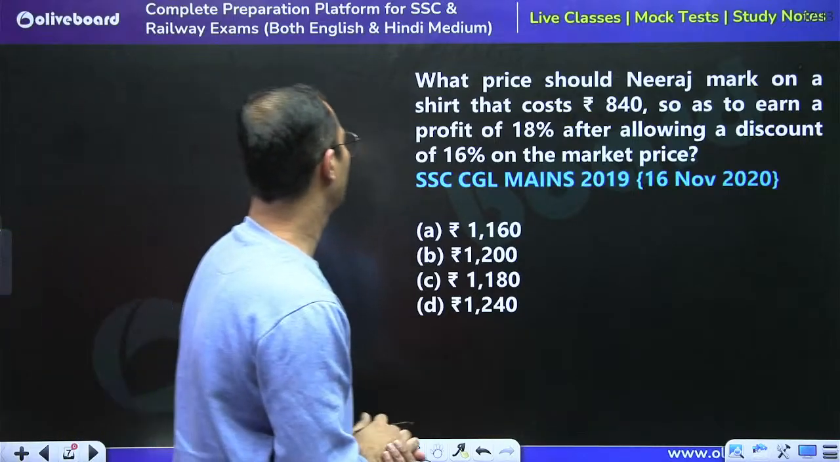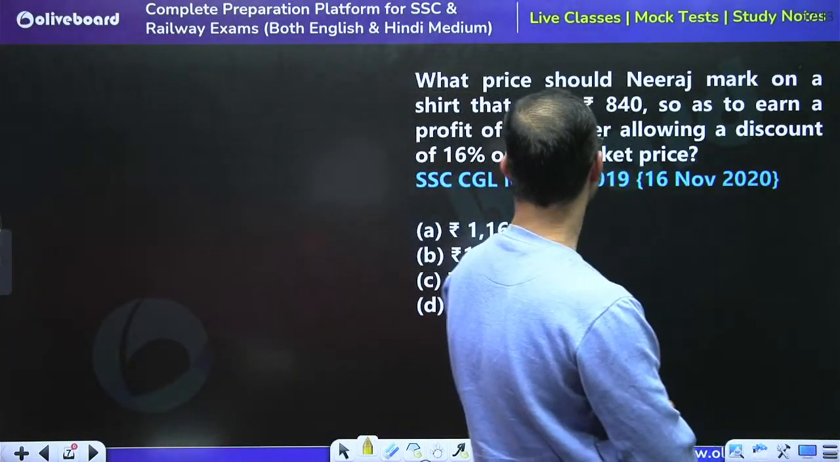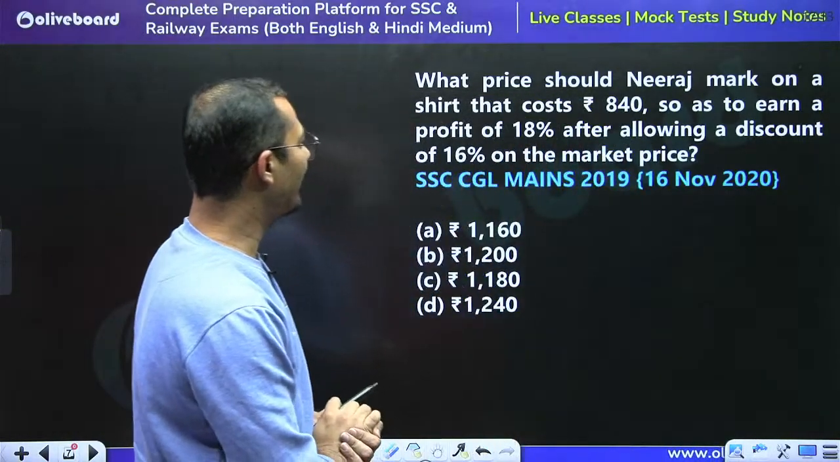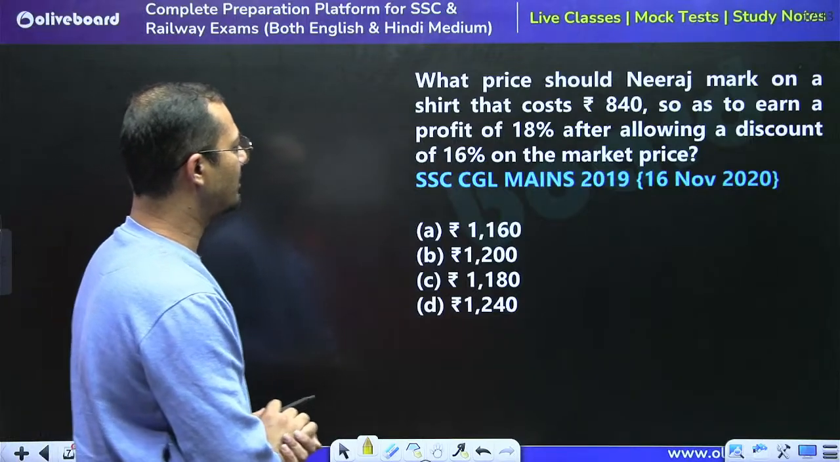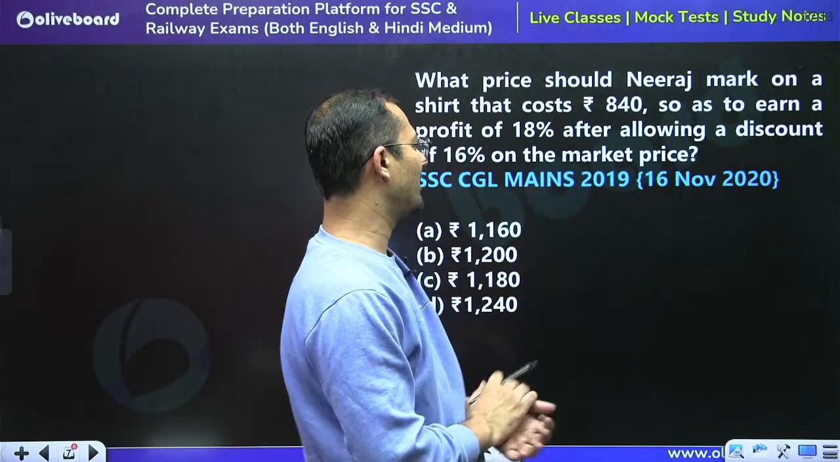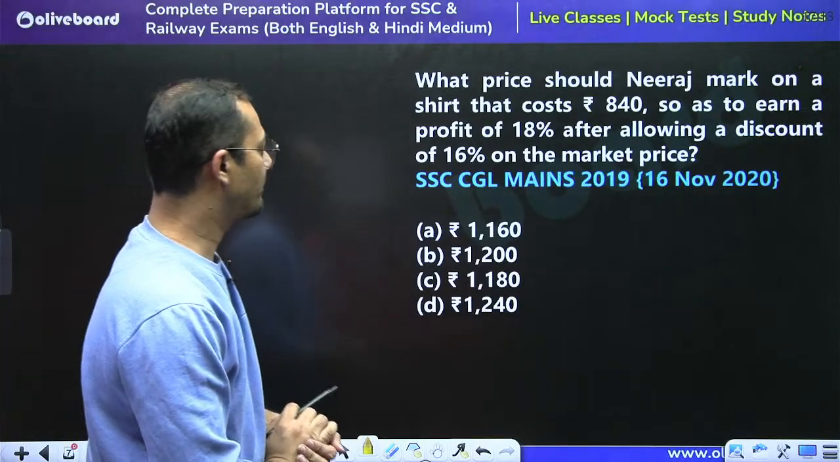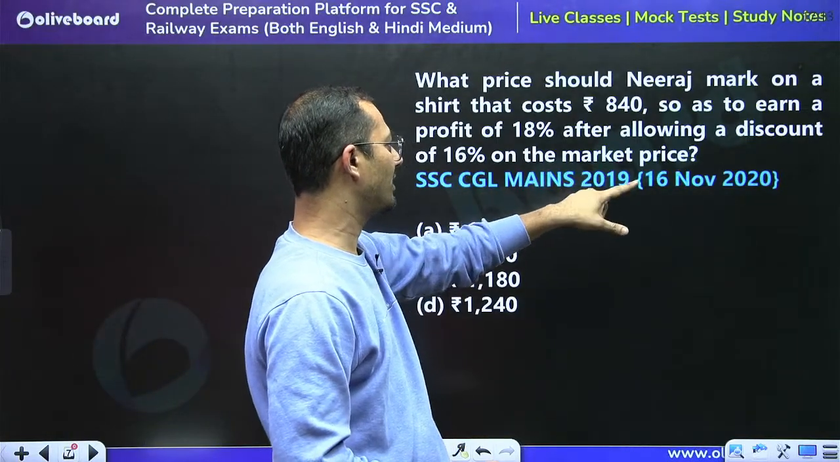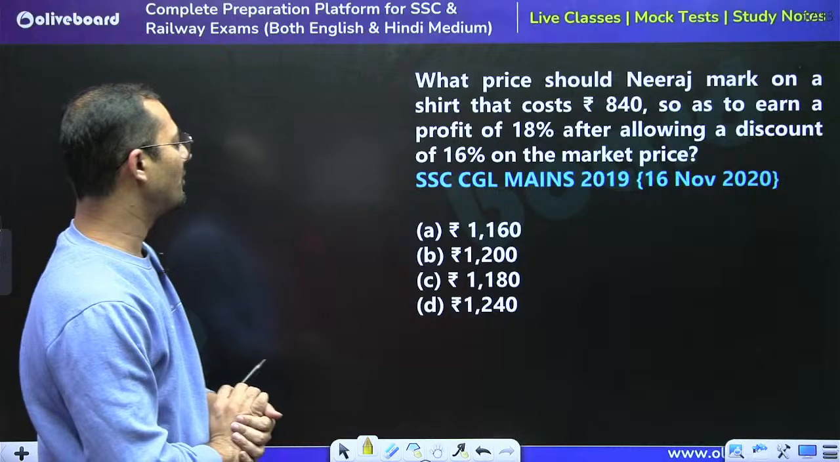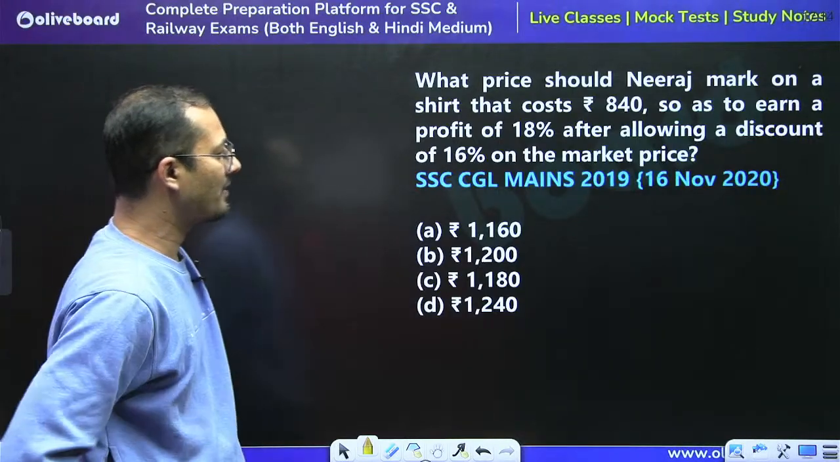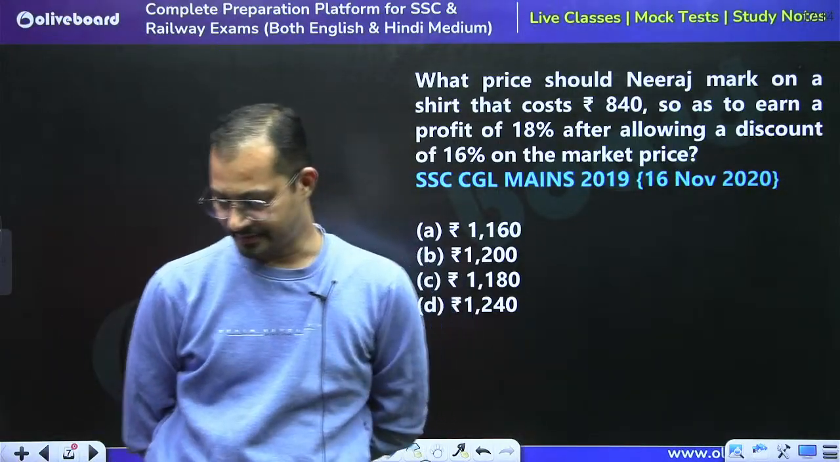See, what price should Neeraj mark on a shirt that costs rupees 840 so as to earn a profit of 18% after allowing a discount of 16% on the mark price? Yes, please.